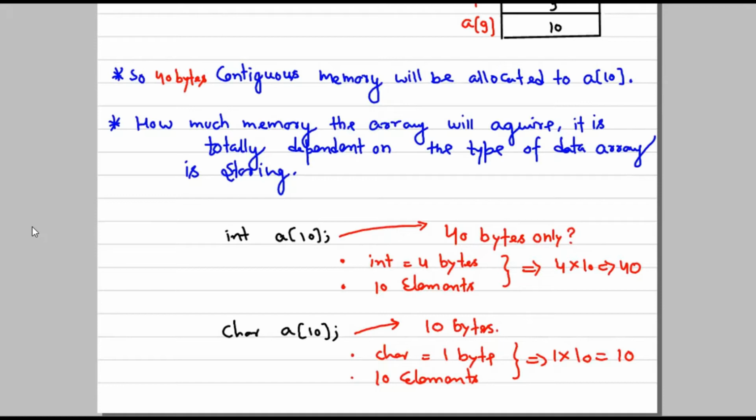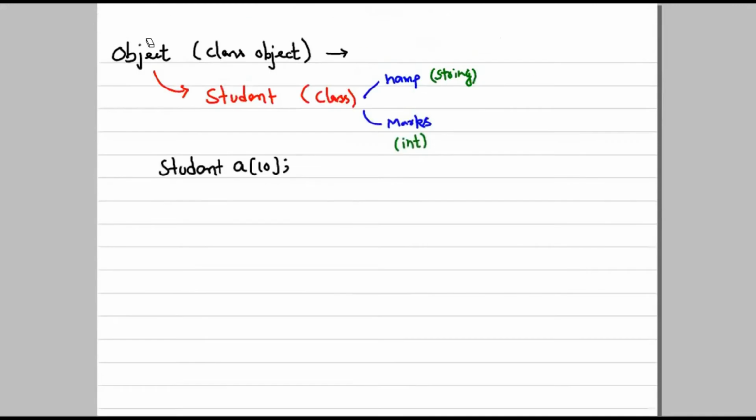So we can create an object out of this class, and we can store this object in an array. Not just one object, what if we can store 10 such objects in an array? Then that array would be called an array of objects. Okay, so let me take an example of an object. So the object would be the class object. Let's say we have taken a student class.